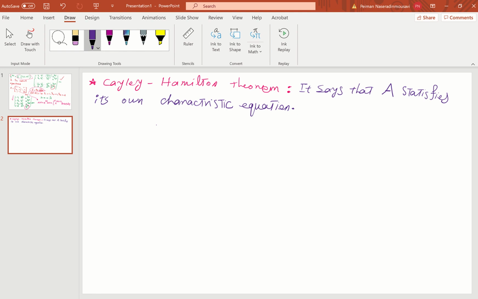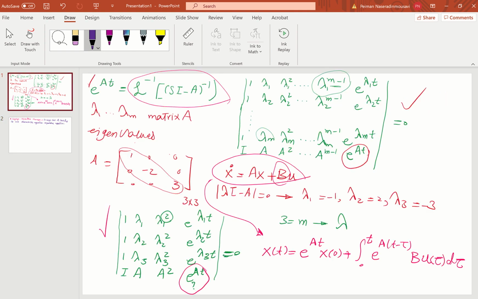So what is the characteristic equation? It means the eigenvalue equation, right? Remember in the previous example, this was the matrix A, a given square matrix. So when we wanted to calculate the eigenvalues, we used these relations, right?